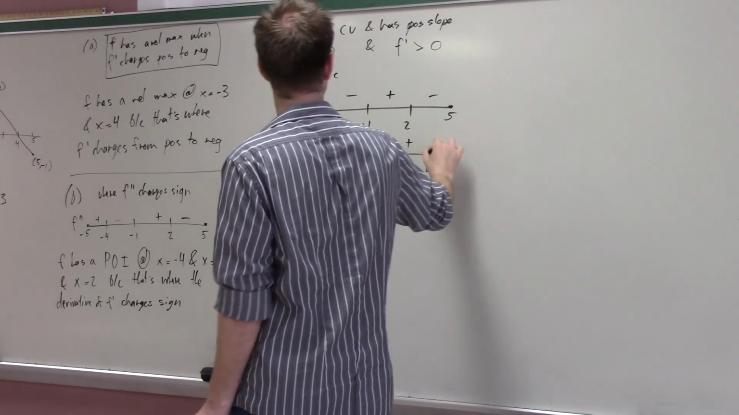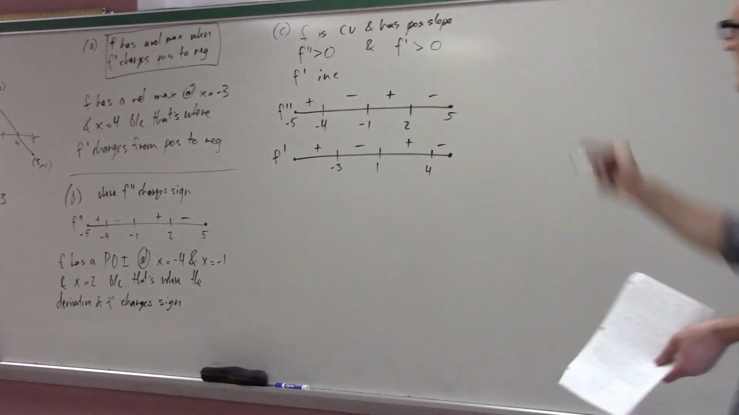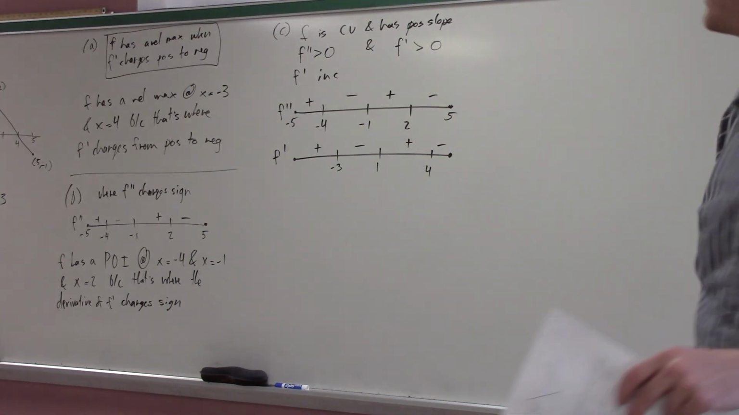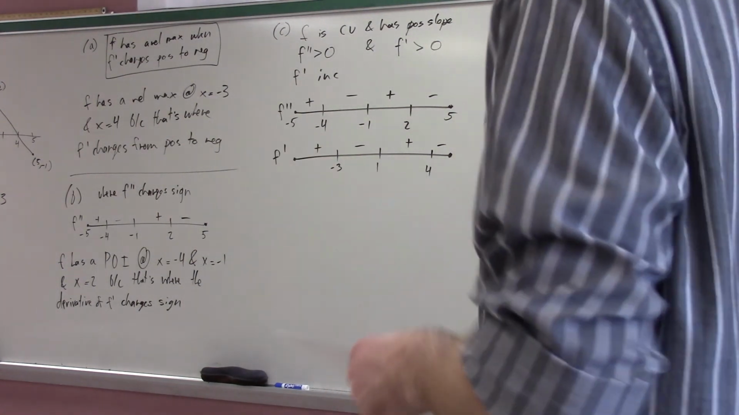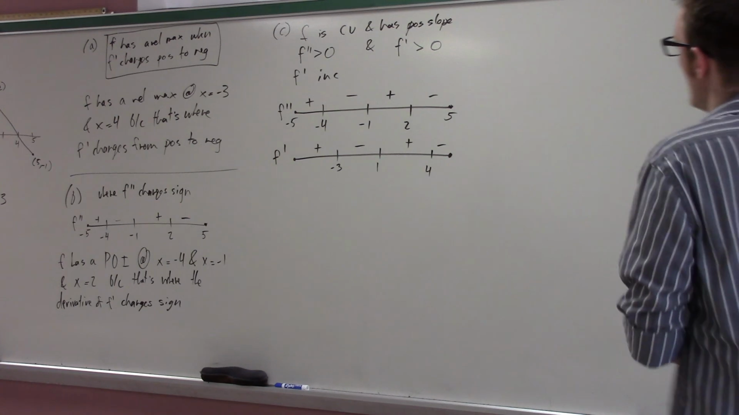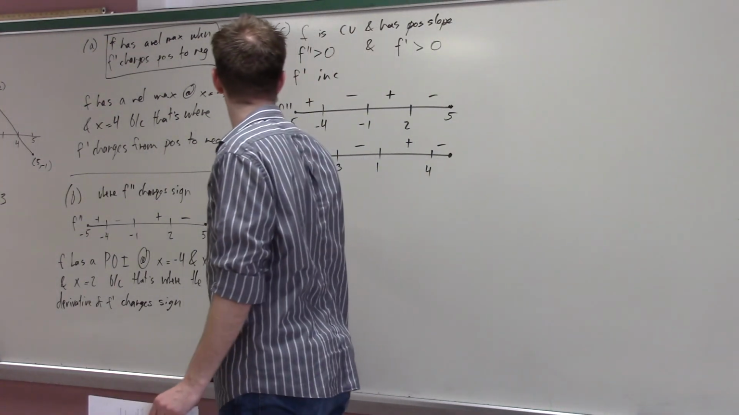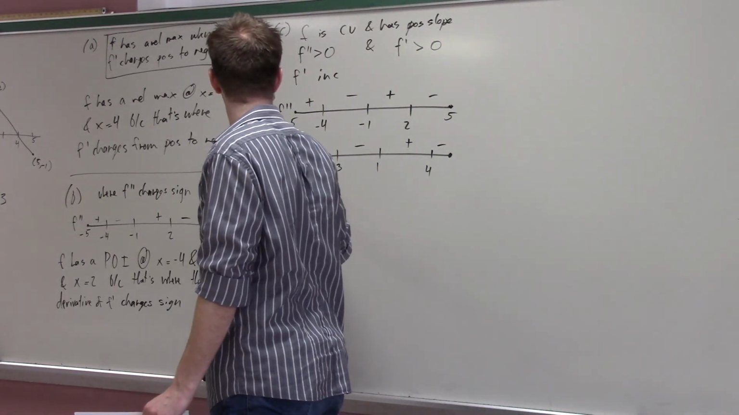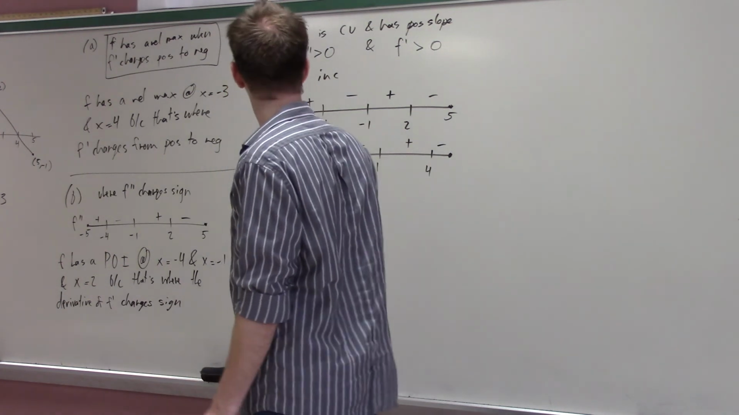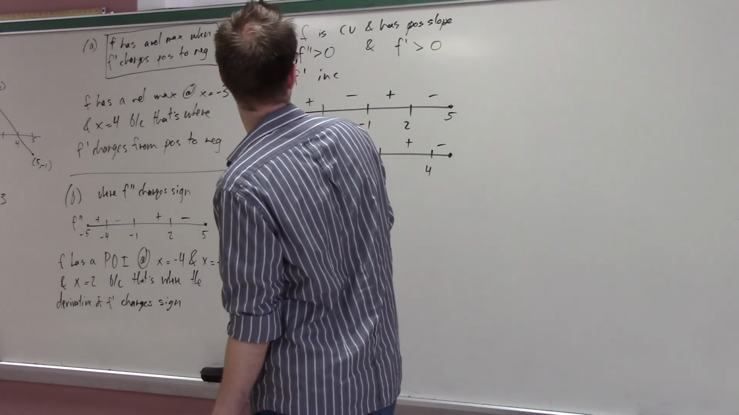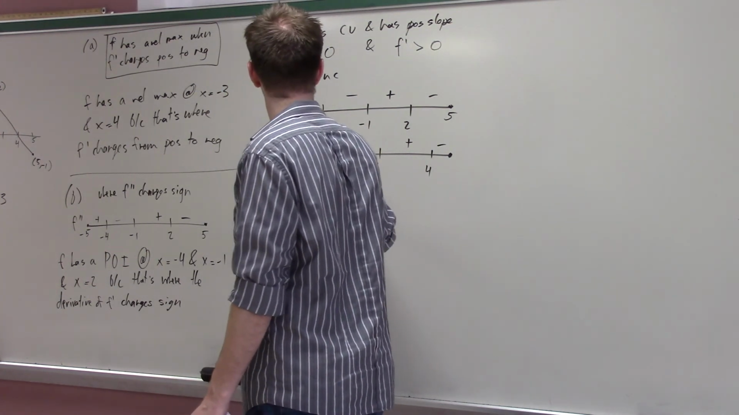Is everyone seeing what I'm doing here? So now that I have these nice overlapping number lines, they're basically just saying, hey, when are both of these positive? So you can just look and you can see they're both going to be positive from -5 to -4, and from 1 to 2, and I think that's it, right? Yes.